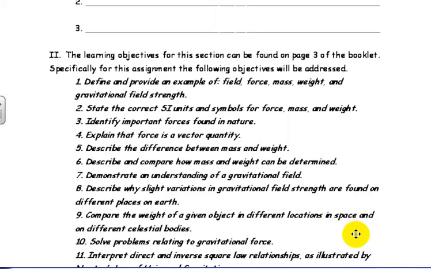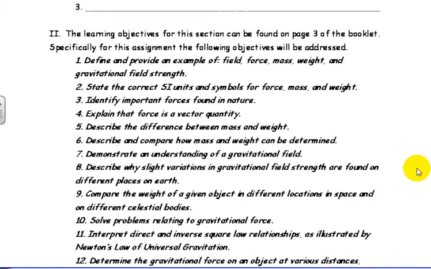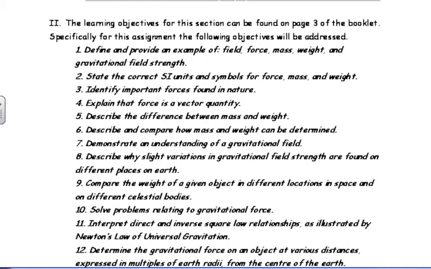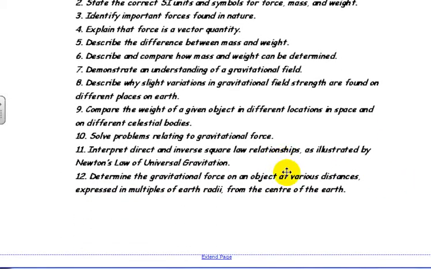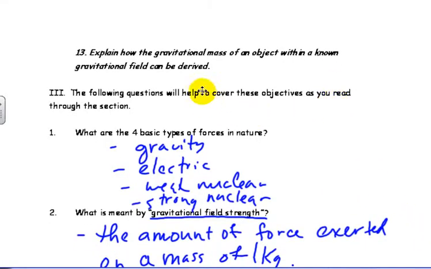Compare the weight of a given object in different locations in space and on different celestial bodies. Solve problems involving gravitational force. Interpret the inverse square law and determine the gravitational force on an object at various distances. And lastly, 13, explain how the gravitational mass of an object with a known gravitational field can be derived.